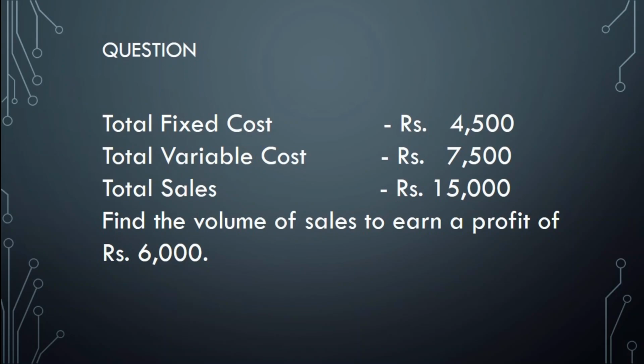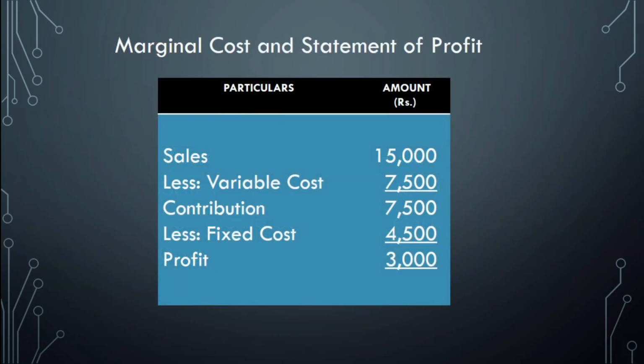Now let us see how to calculate the first one. Prepare a statement of profit, which is otherwise called a contribution statement or marginal cost statement. In this, we are going to subtract the variable cost from the total sales. That gives us contribution. Again, from the contribution, we are going to subtract fixed cost, which provides us profit. Therefore, we have easily calculated the profit by using this statement of profit.